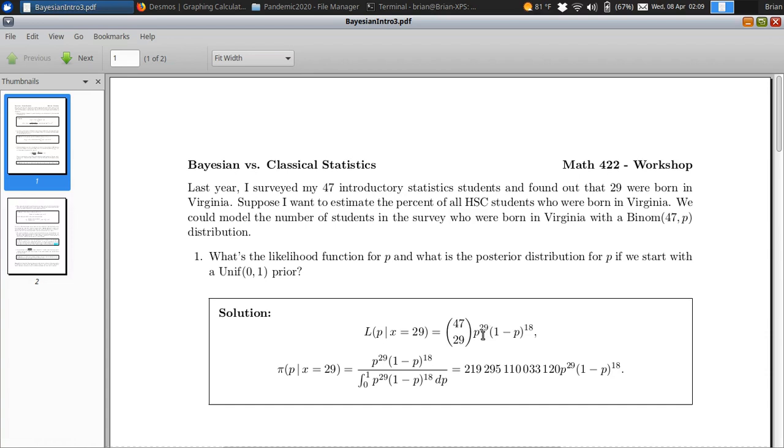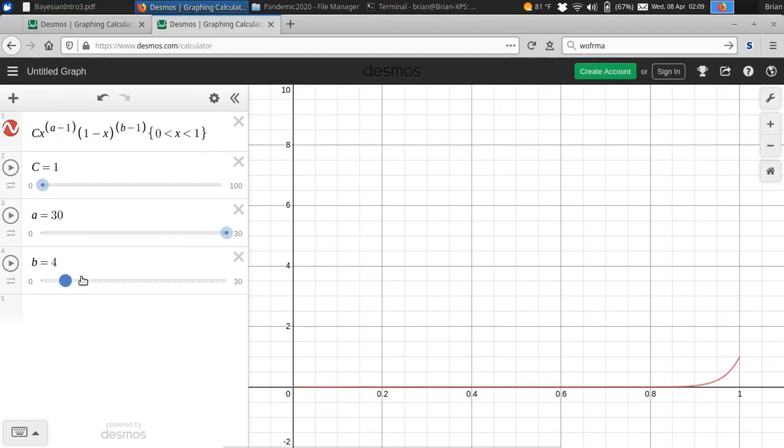So 30 would be our alpha, and then the beta would be 19 because it's 18 plus 1. So we'll bump this up to 19, and there we go, 19. And well, you can't see anything, right? Because this is so tiny. When you do little numbers, x is somewhere between 0 and 1, you raise them to big powers, you get really small answers.